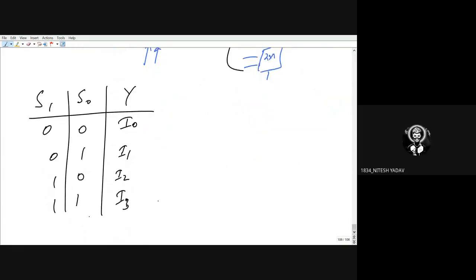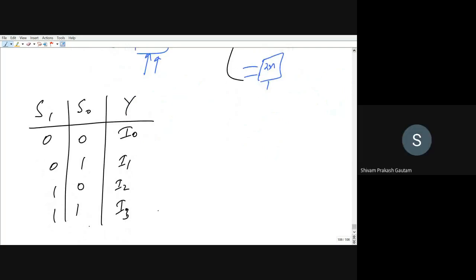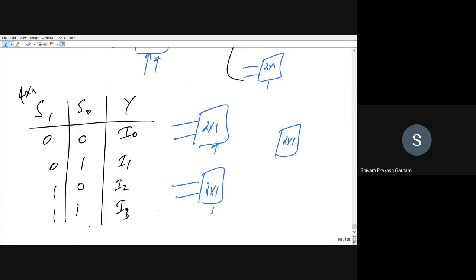Yes, sir. Okay. So this is the truth table that I have drawn for the 4x1 mux. Firstly I will draw a 2x1 mux. This is a 2x1 mux, and then we are having a 2x1 mux here. 2 inputs are here, 2 inputs are here, one select line, one select line. The output of this is going here, the output of this is going here, and we are having another select line. So this is S0, S0, and S1, and this is output Y. This is I0, I1, I2, and I3.